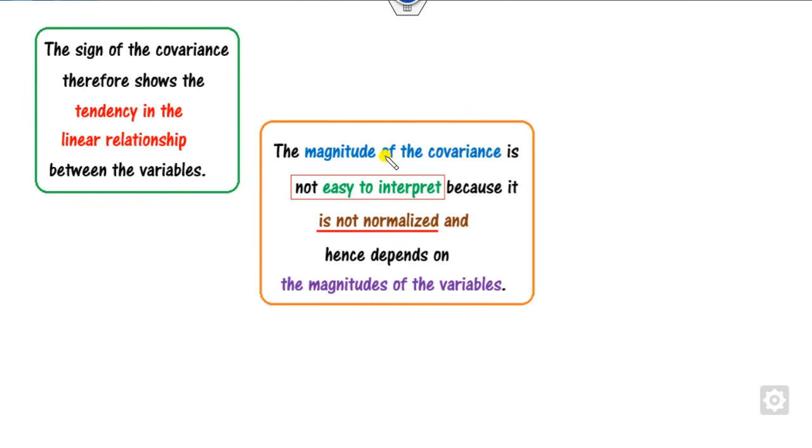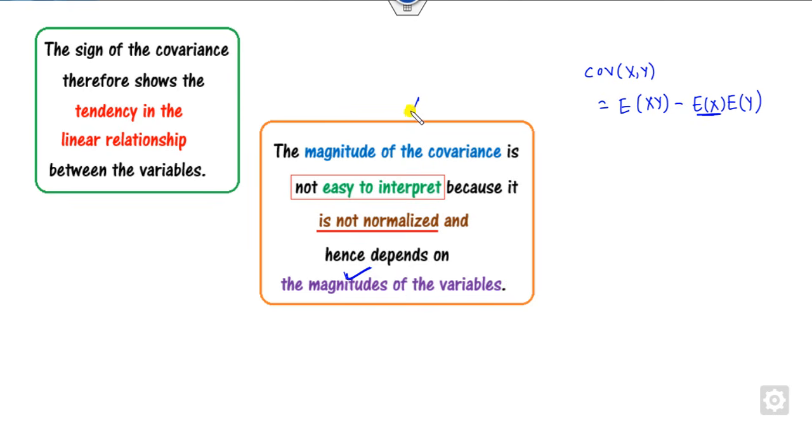Whatever the magnitude of the covariance, that is not easy to interpret. Why? Because it is not normalized. We defined the covariance simply as the expected value of the product, but it is not normalized. We can easily see that if one of the values is 0, this term is itself 0. Hence, it depends on the magnitude of the variables.